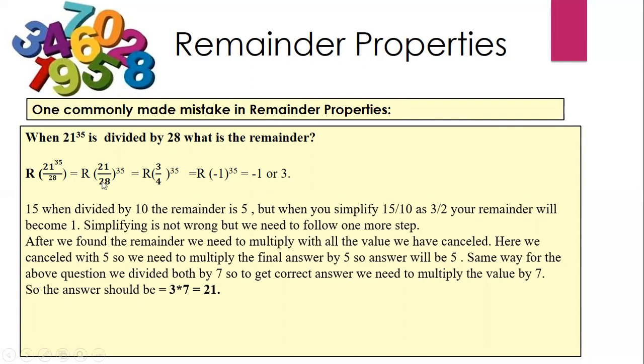Here we divided both by 7, so we need to find the final answer by multiplying by 7. We got answer 3, but we should not stop with this. We need to multiply with the cancelled value 7. So 3 into 7, 21 will be our answer. So even if we are cancelling it out or taking 7 common outside, finally we need to multiply our remainder with the value which is taken out or cancelled.